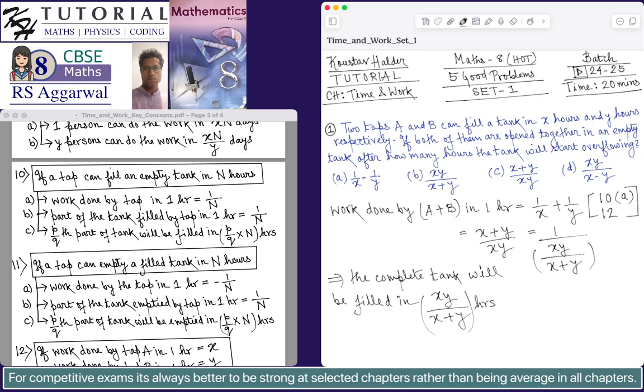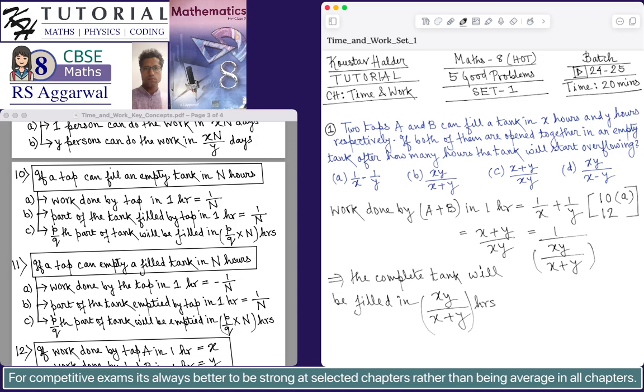I should have added another concept 10d, where it would say that if the work done by a tap in 1 hour is 1 by n, then the whole tank will be filled in n hours. Sorry, I should have added that concept. I will try to update this list of keys and concepts, so that it will be easier for me to refer to the particular concept applied.